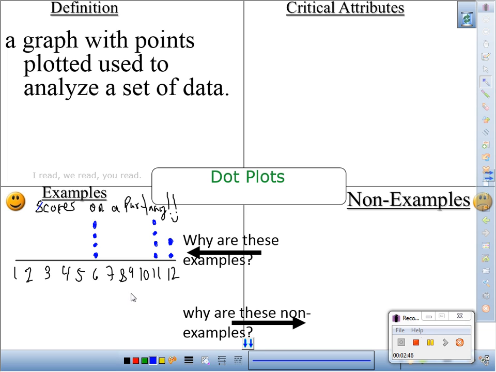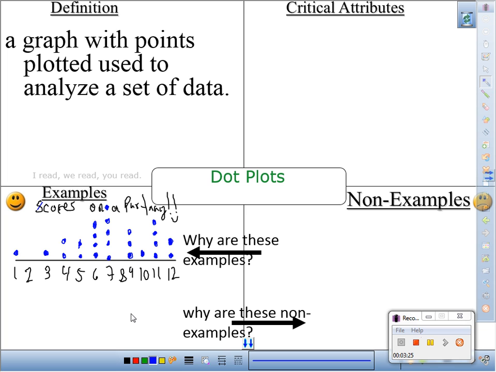Everybody see that? There was 1 person that scored a 10. 3 people that scored a 9. There were 5 people that scored a 7. There were 2 that scored a 5, 2 that scored a 4, 1 that scored a 3, and 1 that scored a 1.